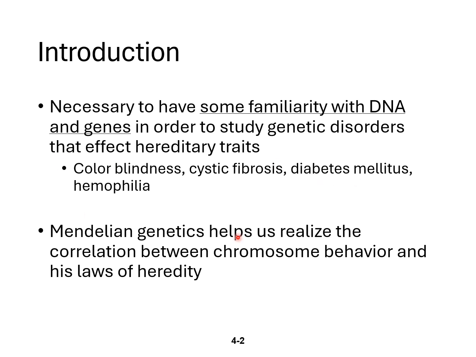So we do look at all these in AMP1 and AMP2, but the key to this is what DNA is, what makes it up, and then how those genes make a protein. Mendelian genetics is the same thing. He was the monk that worked with pea plants, and he's the one that helped us realize the correlation between chromosomes, behavior, and his laws of heredity.